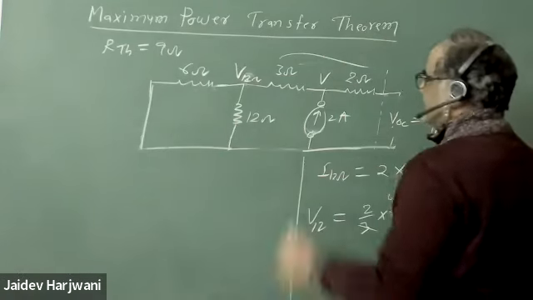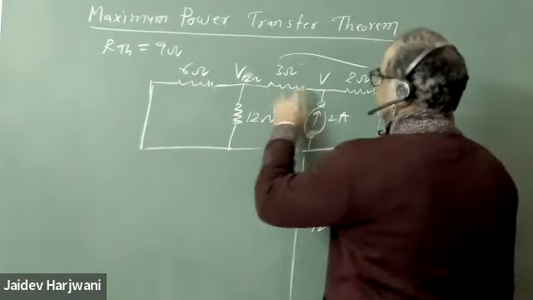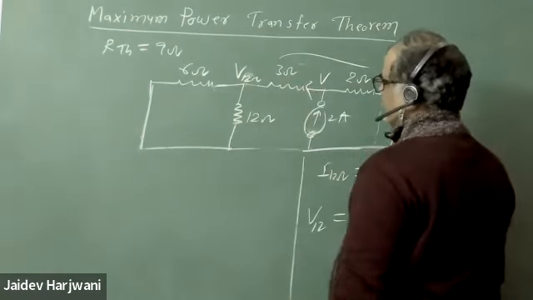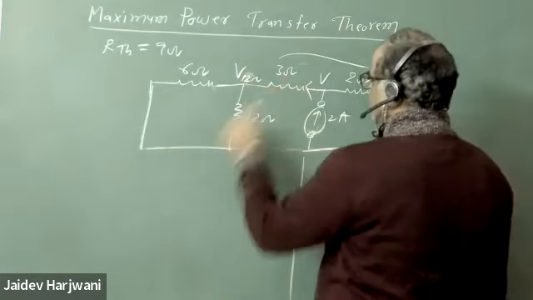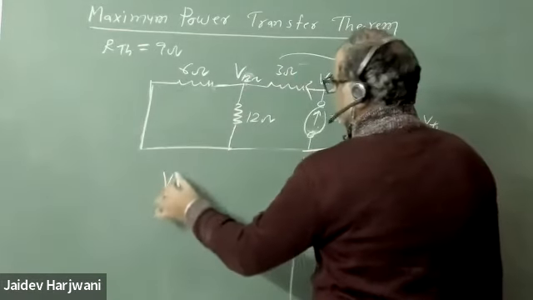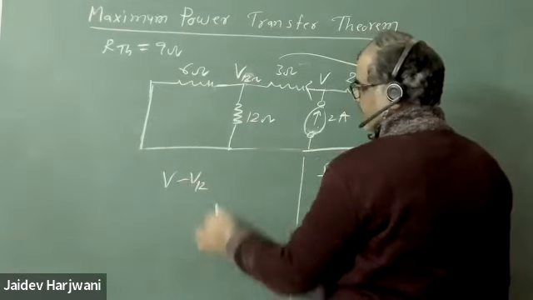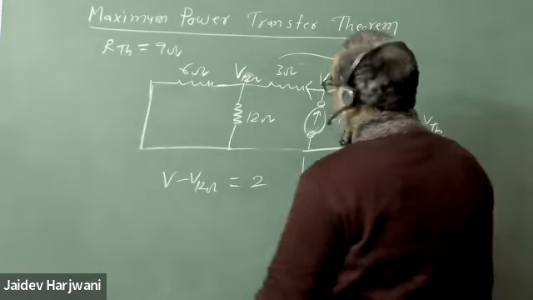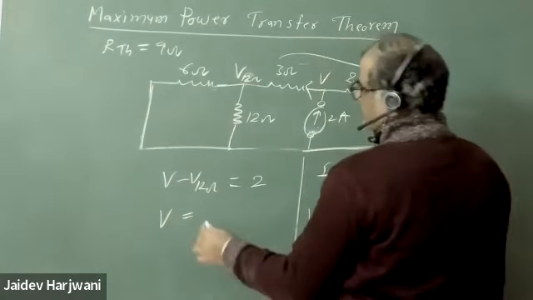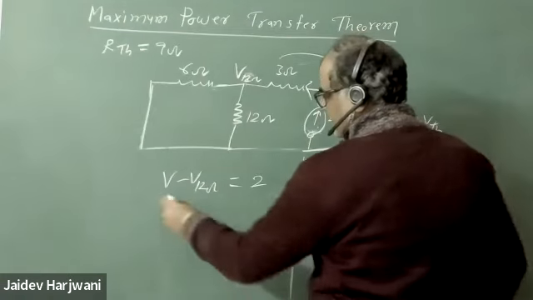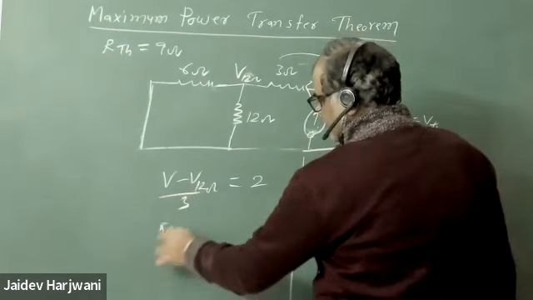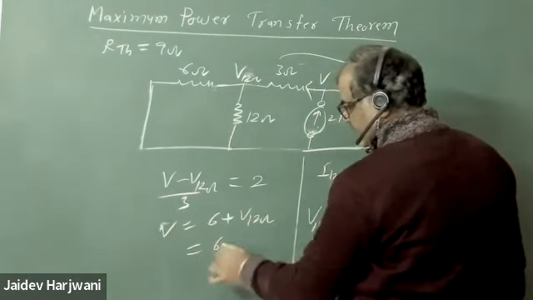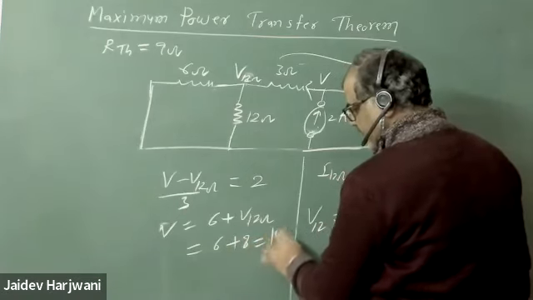So current is coming here, and nothing is going out, I can tell, as outgoing current. So incoming current equals outgoing current. I can write (V minus V12 ohm) divided by the resistance equals 2 ampere current. Now I want V, so V will be what? 2 ampere current times the resistance divided by 3, so this becomes 6 plus V12 ohm, and that is 8, so I got 14 volt.